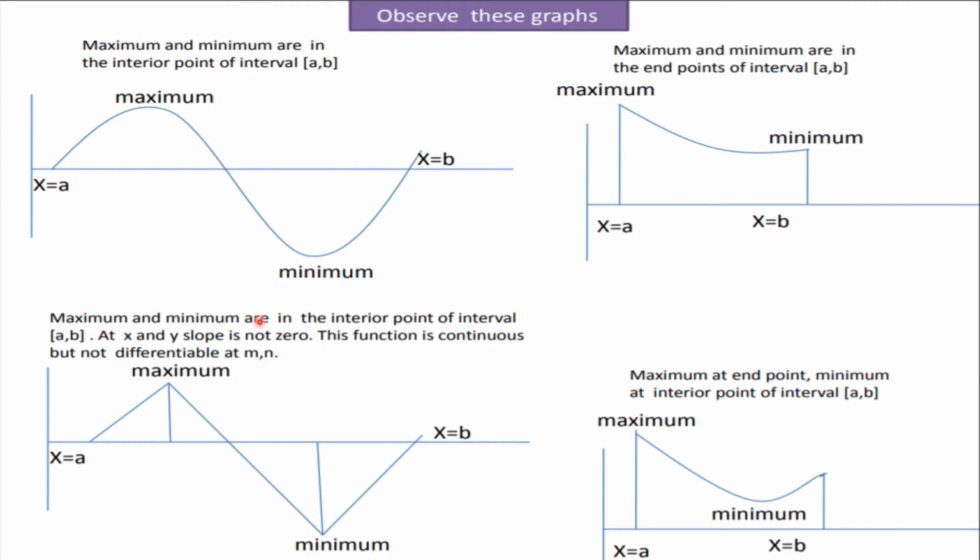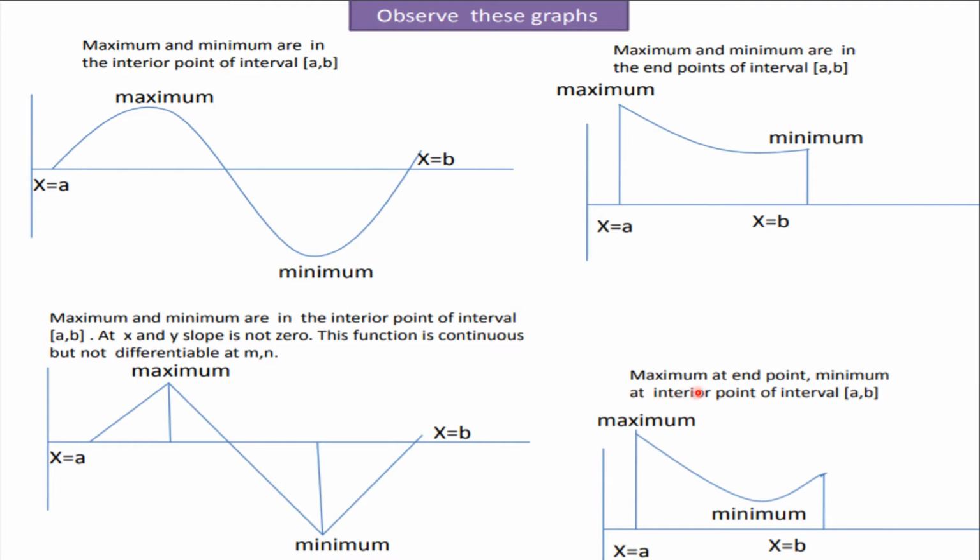Maximum and minimum are at interior points of the closed interval [a, b]. At x and y, the slope is not 0. This function is continuous but not differentiable at (m, n). Okay, my children, see here at (m, n). Understood? Right.